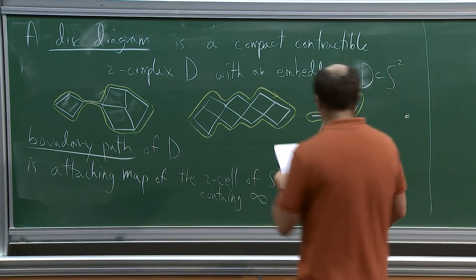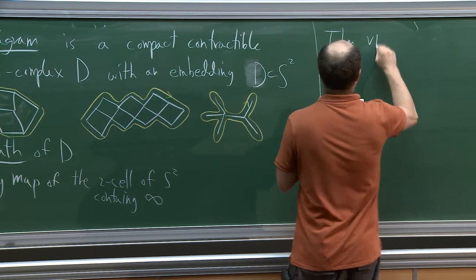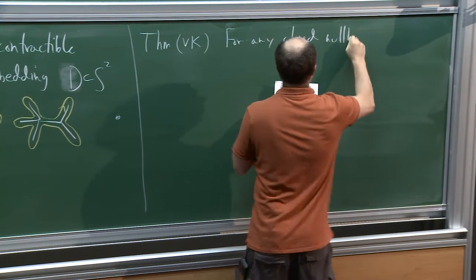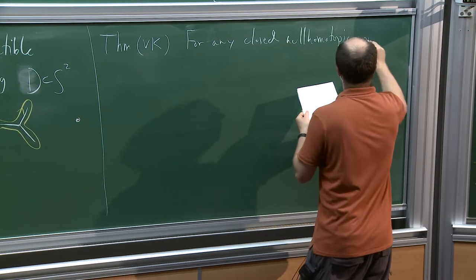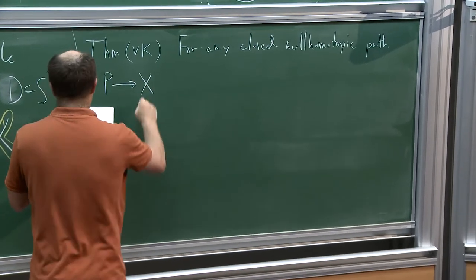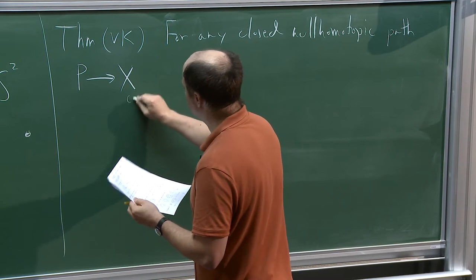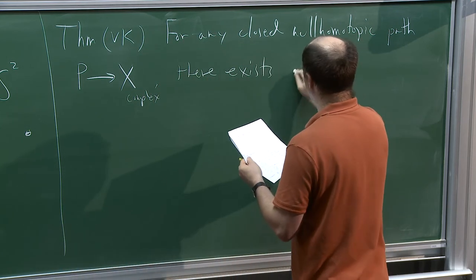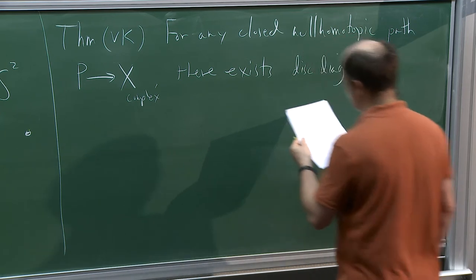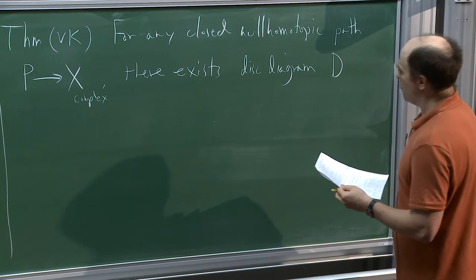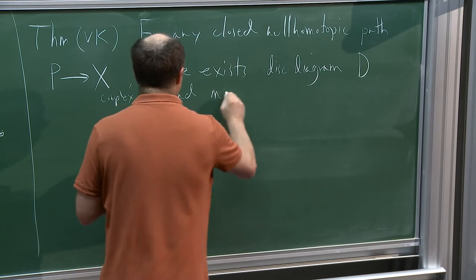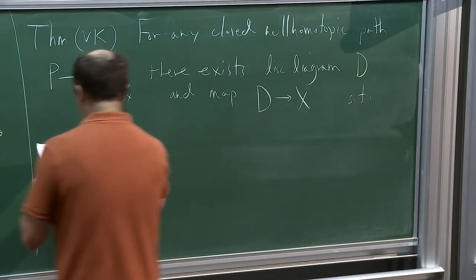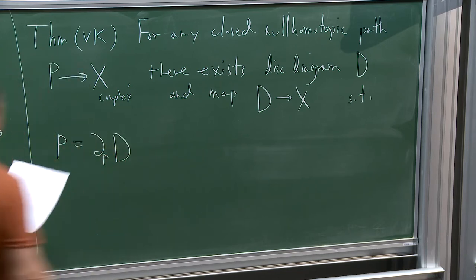It is a famous theorem of Van Kampen that was long overlooked, which says that for any closed null homotopic path P to X, where X is a two complex or a complex, there exists a disk diagram D, and actually a map from D to X, such that P is the boundary path of D.